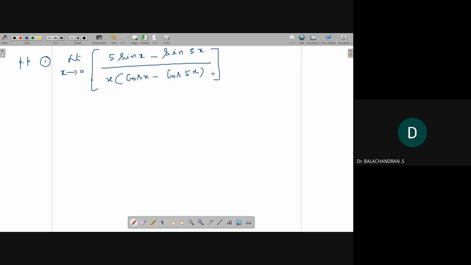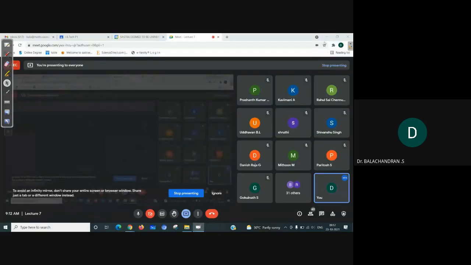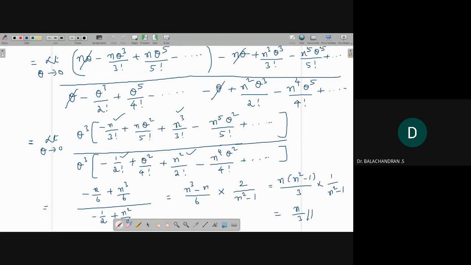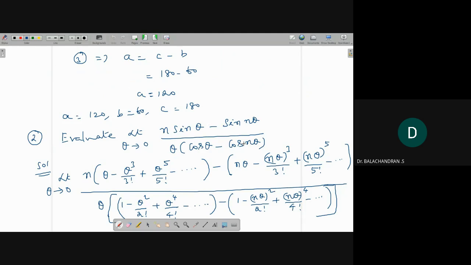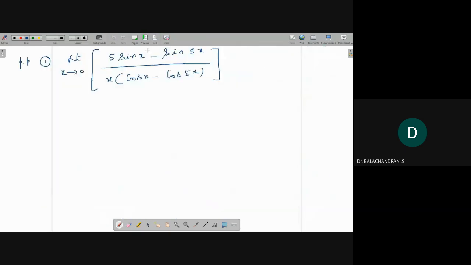So what is the answer for this problem? Anybody? The answer is in your note. Not n by 3, 5 by 3. Yes, 5 by 3, because instead of n, if you substitute 5, you will get this problem. So our answer is 5 by 3. But the same procedure you can try.